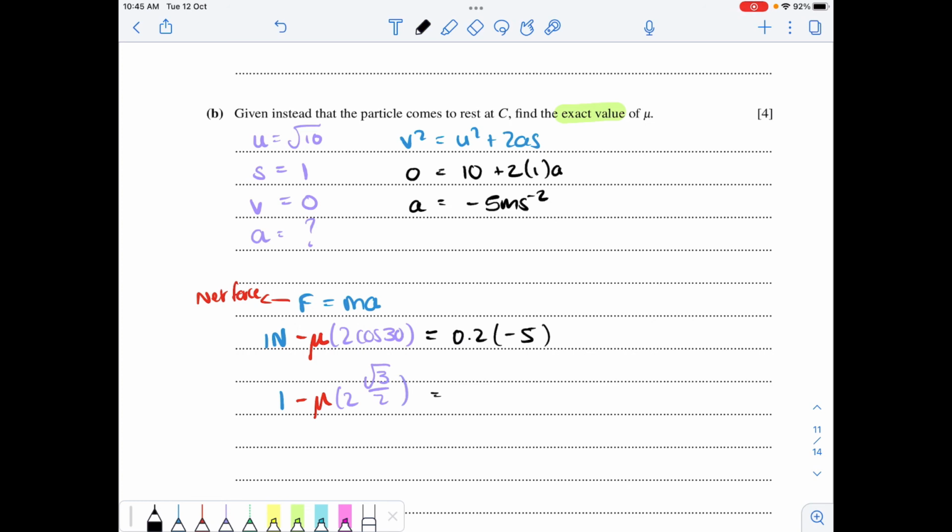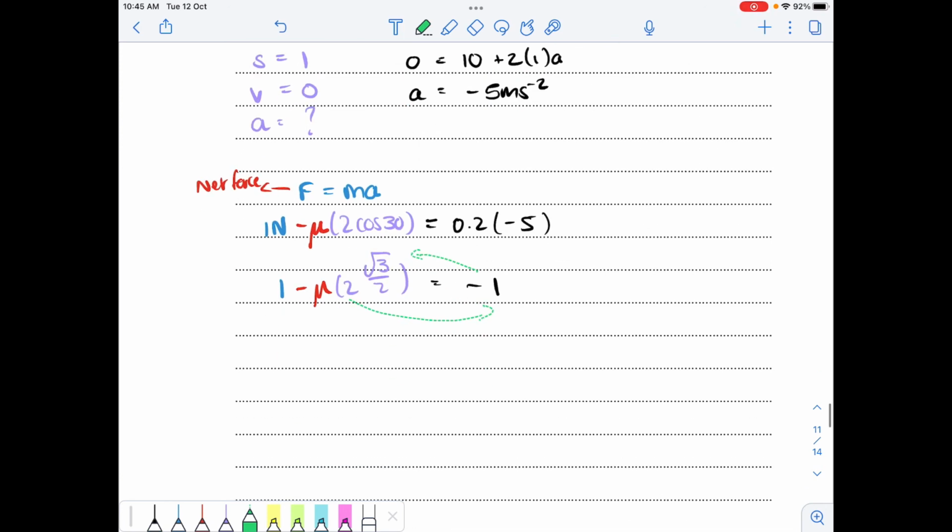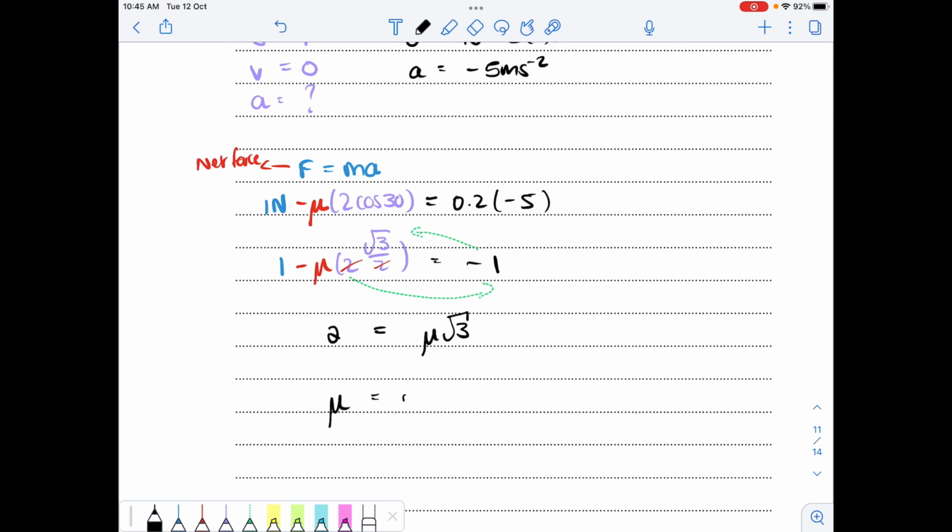Minus 5 times 0.2 is going to give us minus 1. If we swap these around, if I move the minus 1 to that side and I move this to this side, I'm going to get 2 equal to mu square root 3, because these 2's cancel out. And finally, solving for mu, we're going to get 2 on square root 3.